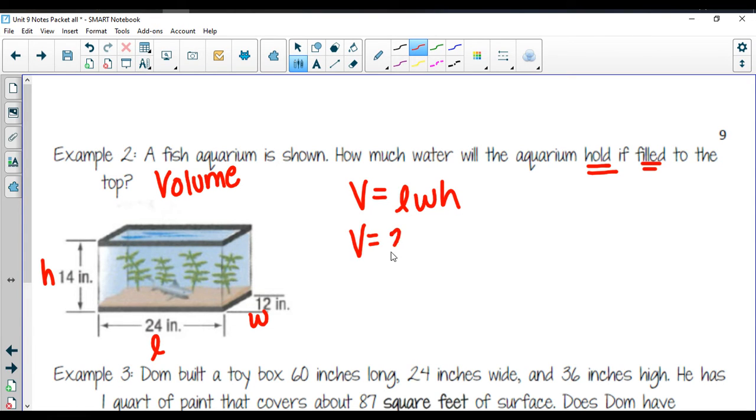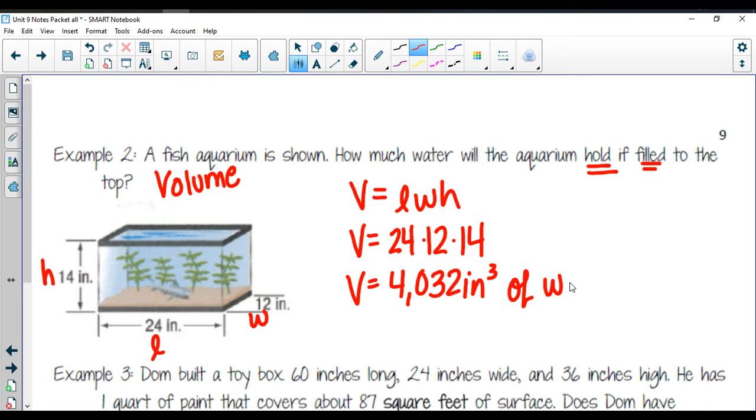We're going to plug in 24 for our length times 12 for our width times 14 for our height. Taking a calculator, 24 times 12 times 14, we get that our volume is 4,032 cubic inches. I'm going to add the label of water because it says how much water will it hold if it's filled to the top.